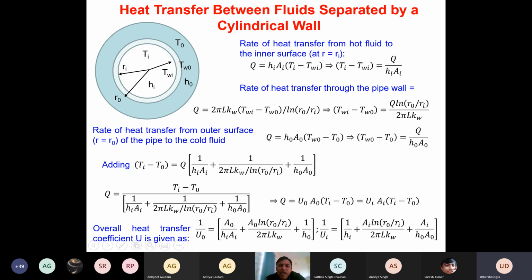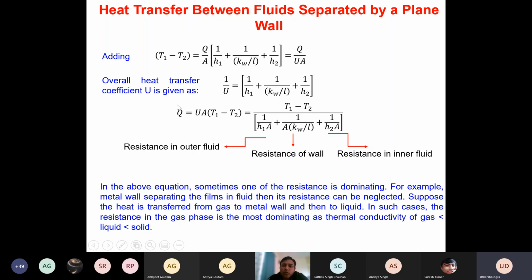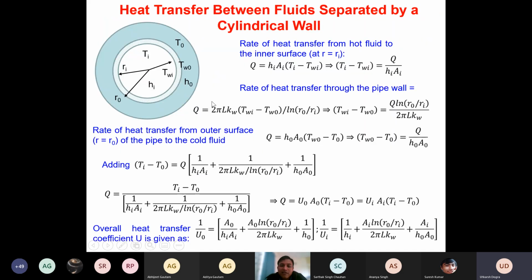Yes, sir. So we have taken Q common. We can rearrange this equation, so we get Ti minus T0 divided by this entire thing, isn't it? Correct? Now it is customary, remember in the earlier case also how we represented this Q. Whenever we have conduction and convection combined, we represent our equation in terms of overall heat transfer coefficient. Now in this case, the problem is this overall heat transfer coefficient can be represented in terms of inside surface area or outside surface area, isn't it?